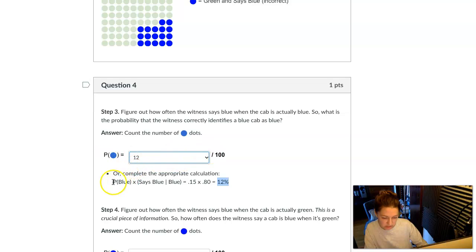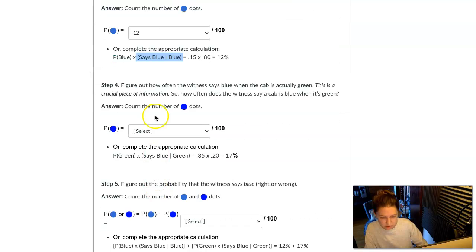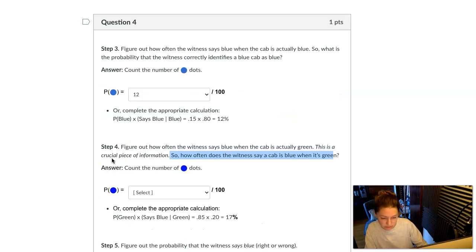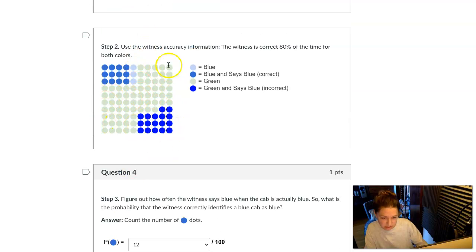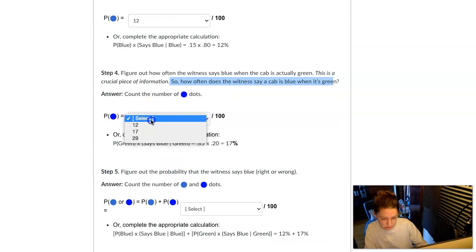So here it is in terms of dots, and here it is in terms of just basic math. And again, these are the numbers that we were just given for our back of the envelope calculation. Next, figure out how often the witness says blue when it's actually green. This is a crucial piece of information that we're likely to ignore. So how often does the witness say the cab is blue when it's actually green? We could just count the dots here. When it's actually green, we're in this range of possibility. How often do they say it's blue? 17. So just 17 dots.